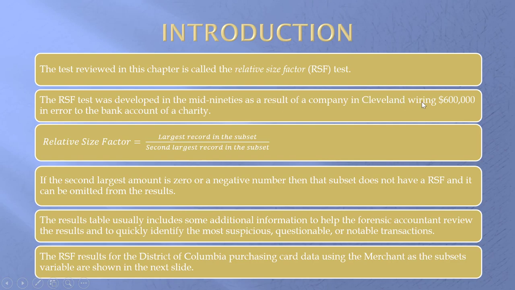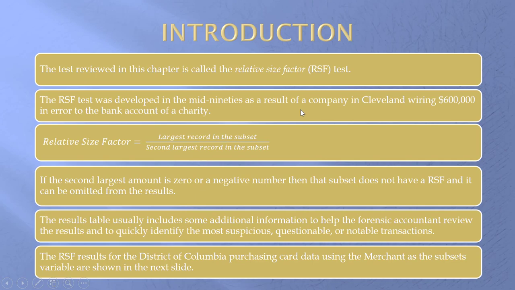A company in Cleveland wired $600,000 to what it thought was a vendor, but they got the bank account wrong and it went to a charity. When they asked to get their money back, the charity said, "We're really sorry, the money has been spent, it's gone," and so goodbye to $600,000.